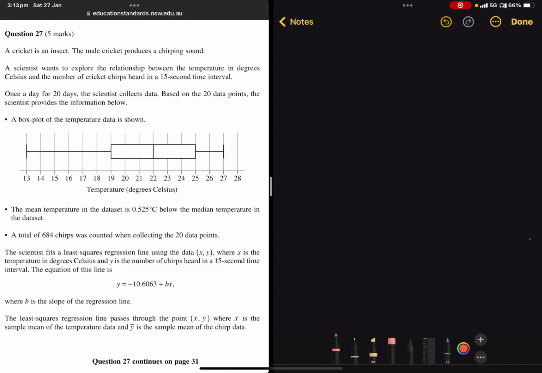So we're now going to take a look at another question from the 2020 HSC Advanced Maths paper. This is quite a long statistics question. We're told a cricket is an insect. The male cricket produces a chirping sound.